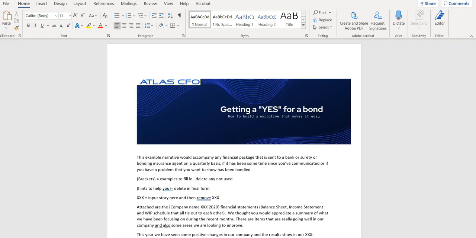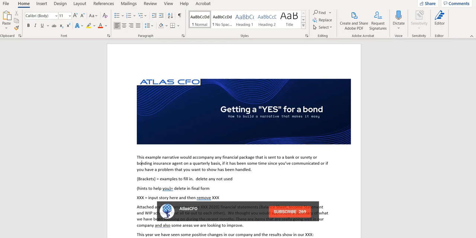Hey everybody. Today we're going to talk about building a narrative for our surety. This also works for a bank. We want to go through and give you examples of what you could include, and I'm actually going to go through the Word document that's in the downloads right down there over to the right.